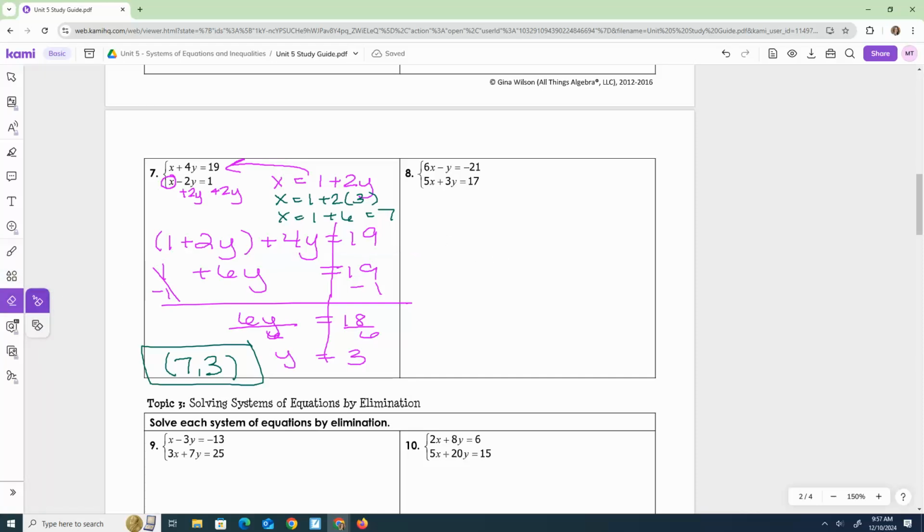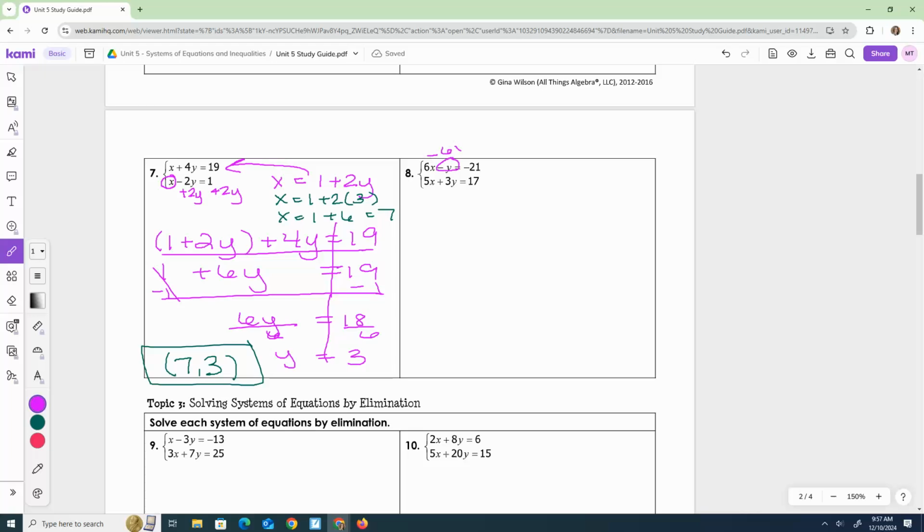Let's go ahead and do number 8 together. I'll do another substitution one with you. What variable are we going to have to get by itself this time? I'm going to do y in the first one. So if we subtract the 6x, that gives me negative y equals negative 6x minus 21. Divide everything by negative 1, so y is 6x plus 21.